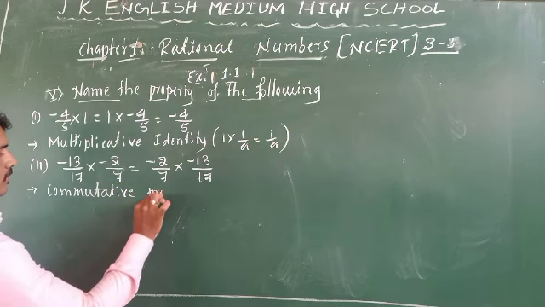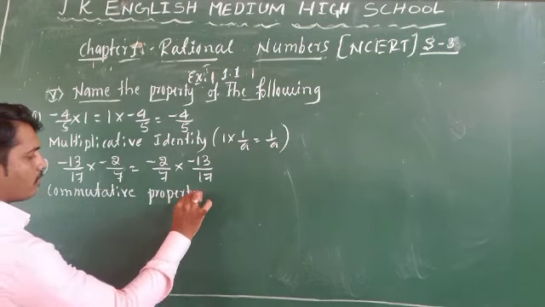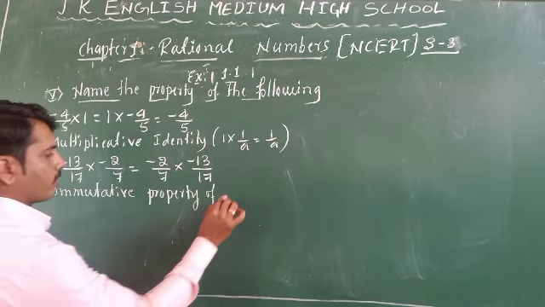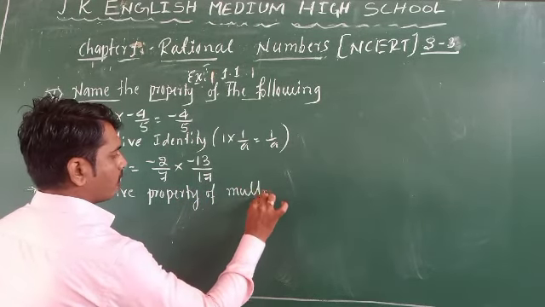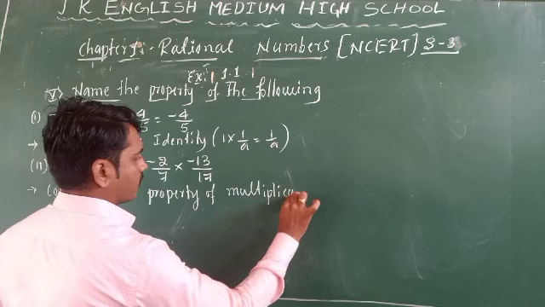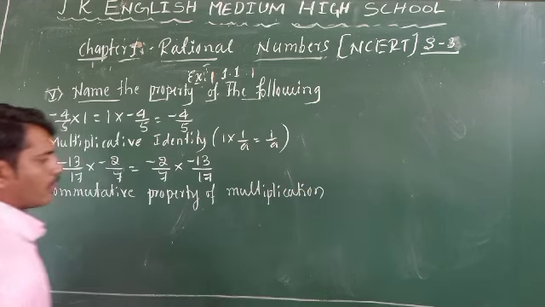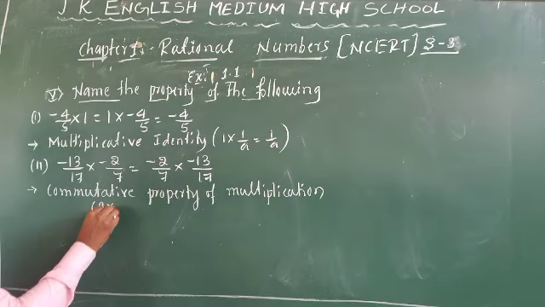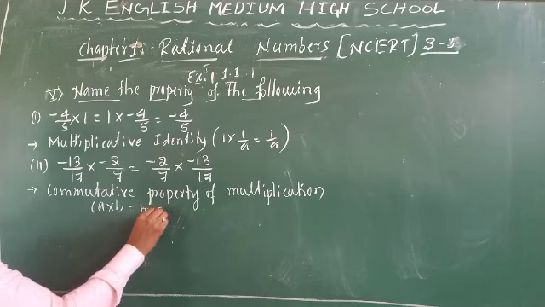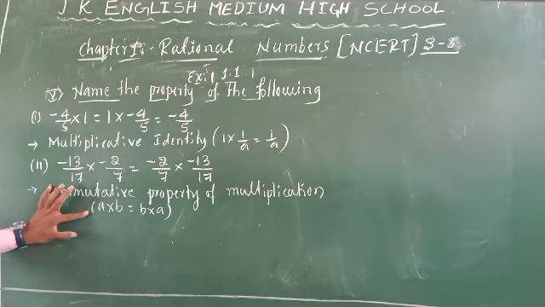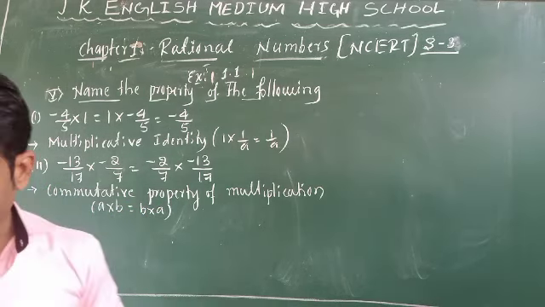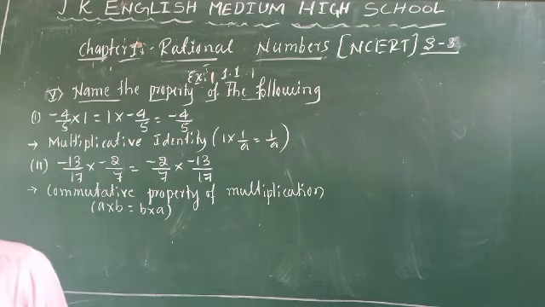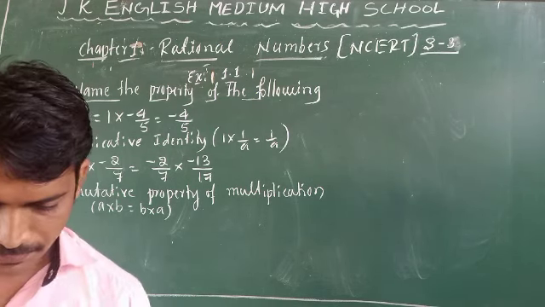Commutative property of multiplication. Correct? How will we represent? A into B is equal to B into A. This is your commutative property. Okay. Shall we go for the next question?